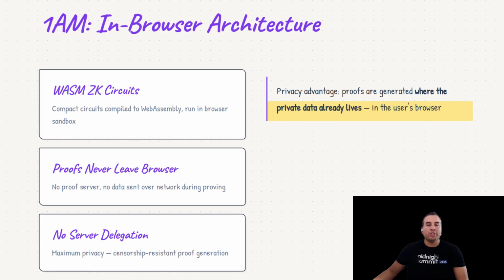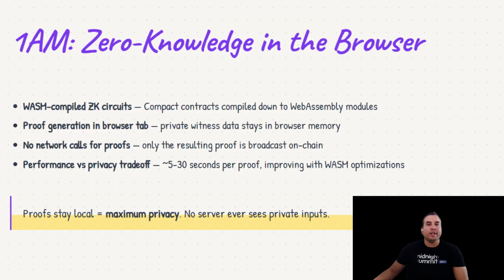The trade-off is performance. In-browser proofs take longer than server-side delegation, roughly 5 to 30 seconds depending on circuit complexity. But for users who prioritize privacy, that's a trade-off worth making. As a developer, you don't need to worry about this difference in your code. The connected API handles it transparently. Let's dig deeper into how in-browser zero-knowledge proofs actually work, because this is really impressive engineering.